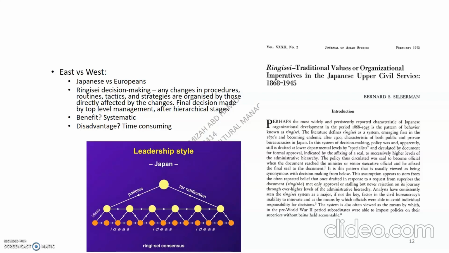So here it means that there will be heavy discussion within the department. Only then will the decision go up to the higher level of management. The benefit here is that it is more systematic, but it is more time consuming. The ideas will bounce around in one level first. The ideas that have passed through this level go up another level into a higher hierarchy. Then they go up to the highest level for approval. An in-depth systematic analysis was done on the Japanese upper civil service around the late 1800s. You can read it here if you are interested.